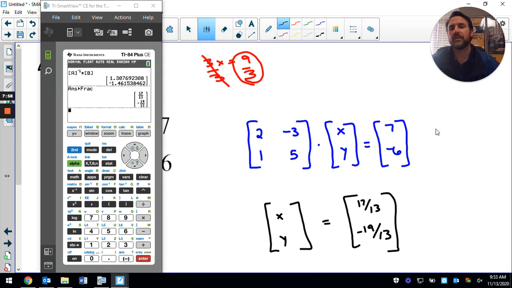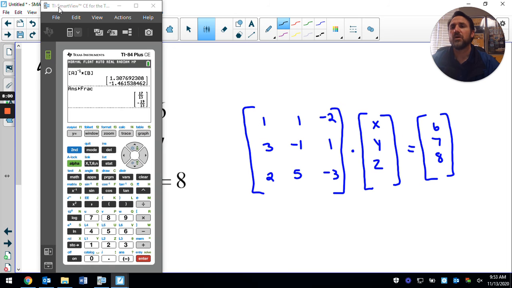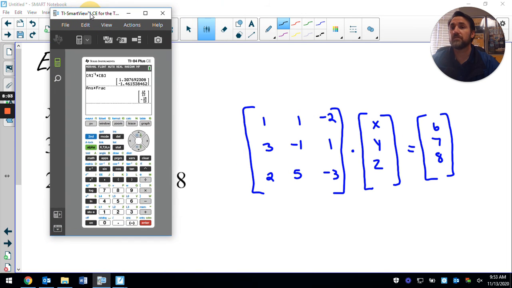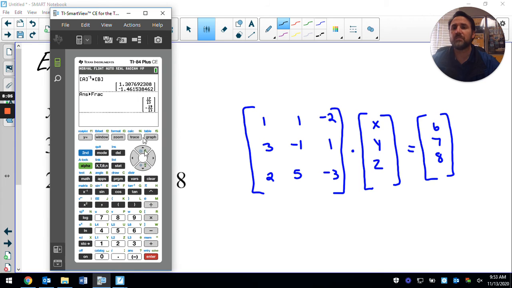Now, with a linear system, it's not that difficult. But if you have a much larger system, all right, it takes a little bit more on paper, okay? But on a graphing calculator, check this out. I can create a 3 by 3 matrix, and let's see, 1, 1, -2 is the top row, 3, -1, and 1 is the middle row, and 2, 5, and -3 is the bottom row. So I've created this matrix in my calculator.